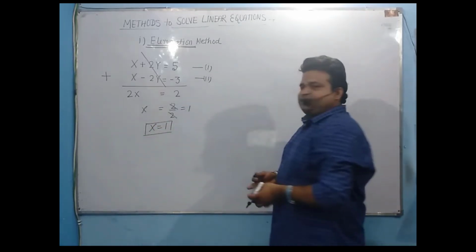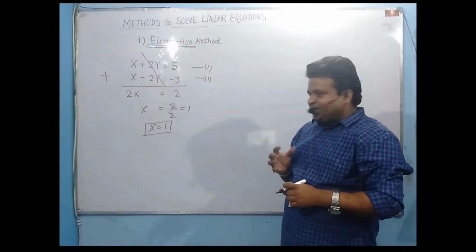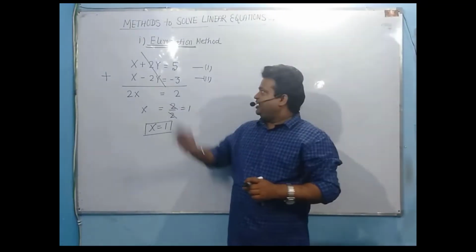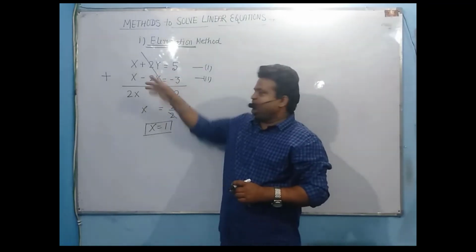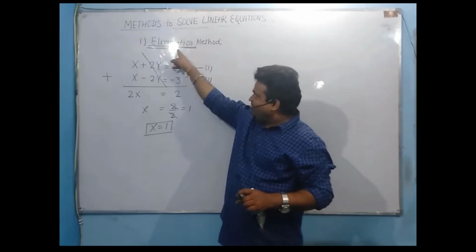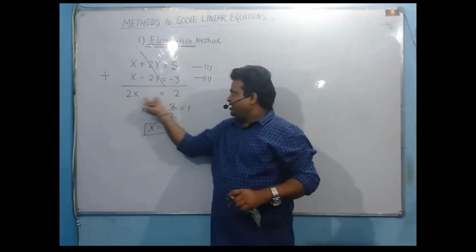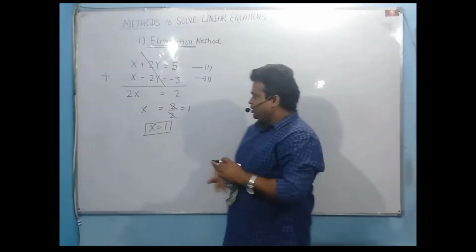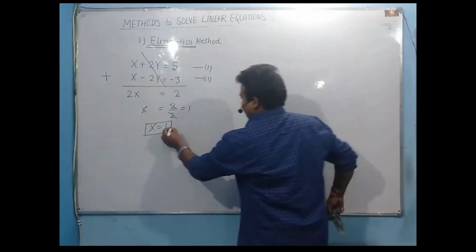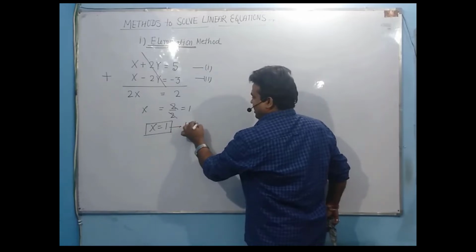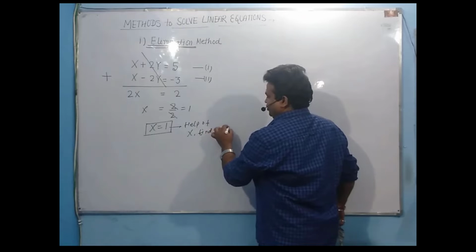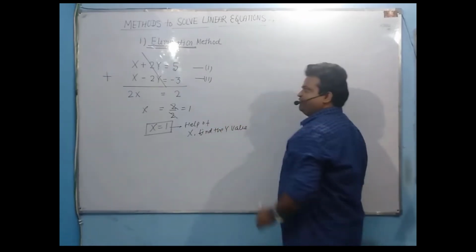Now in this case, what is my concept? I repeat again, I first maintain the coefficient of variables. They were already equal, so there was no need for multiplication. I simply add, y is eliminated from the equation, and you have one variable value. Now with the help of x equal to 1, I am going to find out the value of y. How will you get the y value?